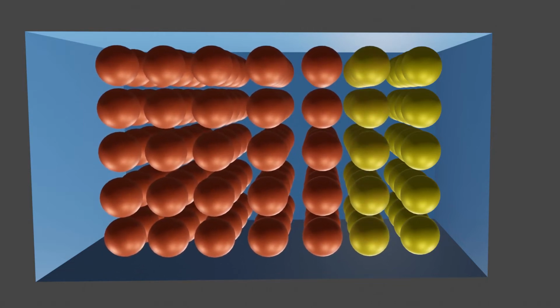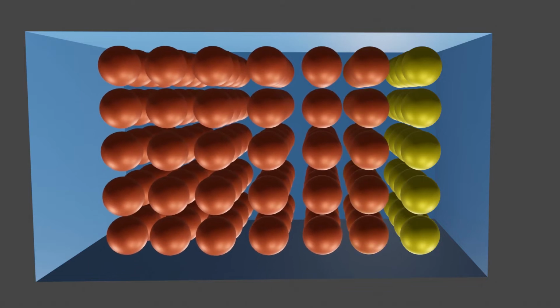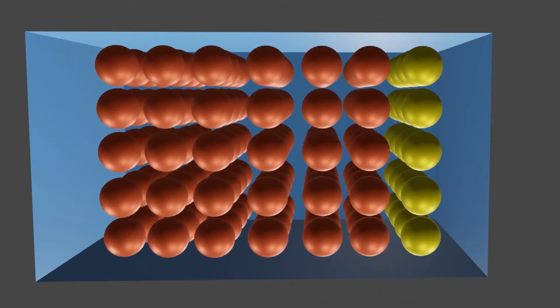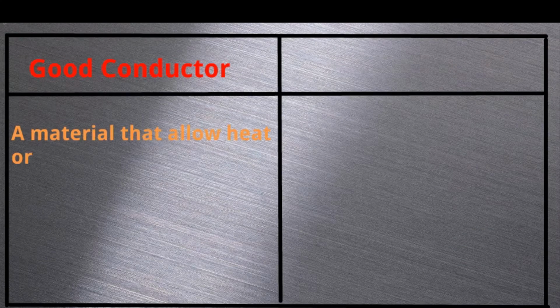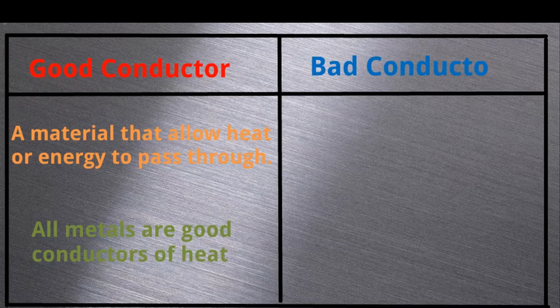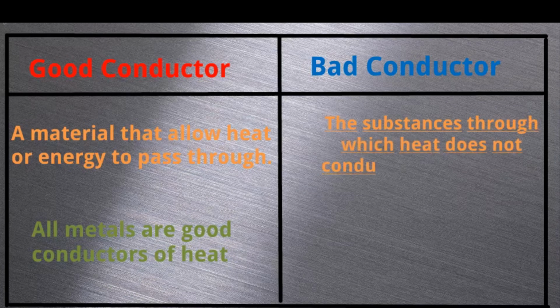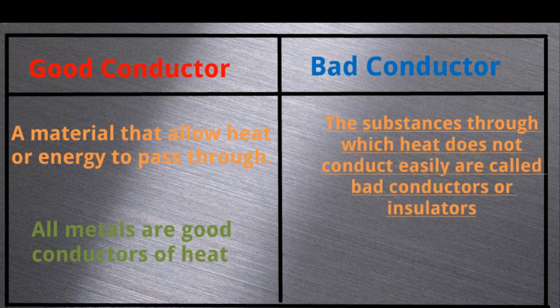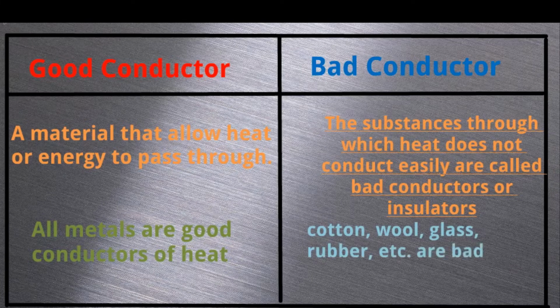The mode of transfer of heat by vibrating atoms and free electrons in solids from hot to cold parts of a body is called conduction of heat. A material that allows heat or energy to pass through is known as a conductor. All metals are good conductors of heat. The substances through which heat does not conduct easily are called bad conductors or insulators. Cotton, wool, glass, rubber, etc. are bad conductors or insulators.